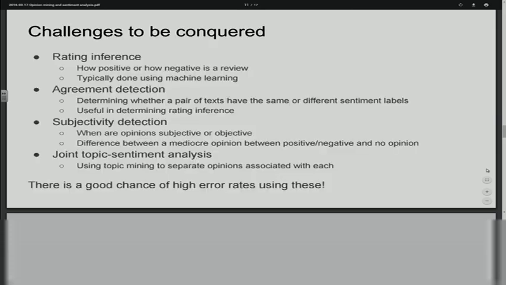So a couple of challenges that were addressed by the paper to be conquered. Things like rating inference, so determining how positive or how negative a review is. Agreement detection, so determining whether two reviews have the same opinion, not necessarily positive or negative, but the same opinion. Determining if the review even has an opinion, and that's a bigger challenge than you would think, because there's a difference between opinion versus fact. And then the idea of using joint topic sentiment analysis, the idea is that different topics as a whole have views towards each other, and the easiest way to talk about this is politically with, say, Republicans having a bad view towards Democrats and vice versa.